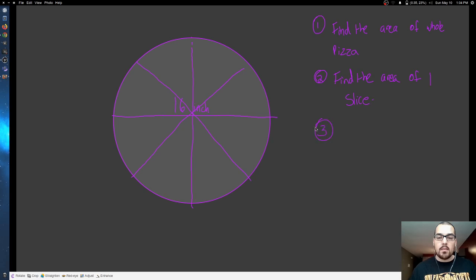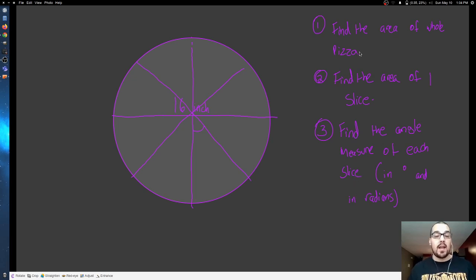And 3, find the angle measure of each slice. Sorry, my handwriting's really bad right now. I'm trying to write quickly. Of each slice. So, let's say in this slice, I want you to give me that angle measure there, but give it to me in degrees and in radians. Do those 3 things right now. Pause the video and work through them.